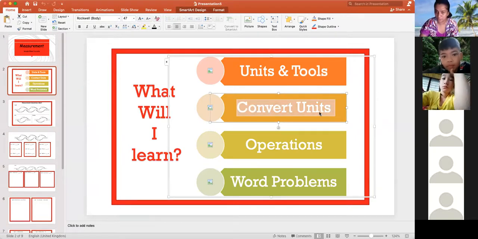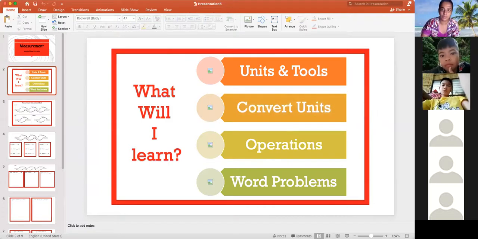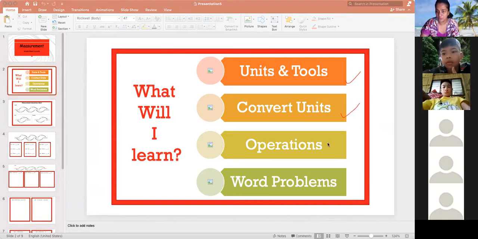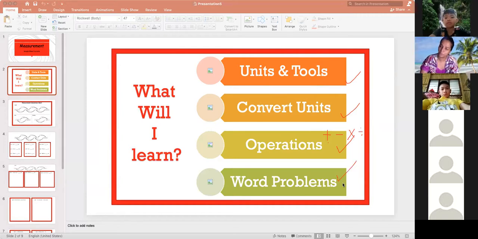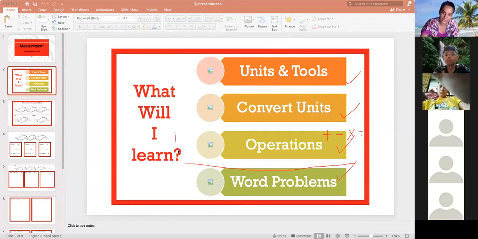Now, this is something you need to learn. Ini yang kamu kena belajar. Selepas kamu tahu apa itu unit dan apa itu tools that you have to measure, you learn to convert the units properly. After converting, you do the operations. You do your tambah, your tolak, your darab dan your bahagi. Faham? Baru last kali you buat word problems. So, bila you sudah buat tambah, tolak, darab, bahagi, ini maksudnya band 3.